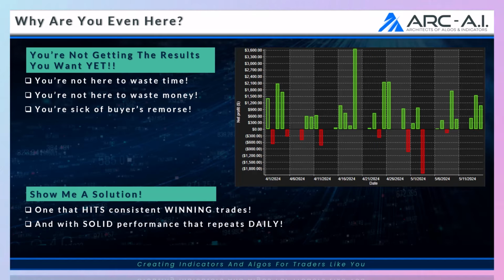Well, I assure you that's not the case, right? What we're going to do here is walk you through what we've been doing for thousands of traders like yourself in how to create consistent, solid performance that repeats on a daily basis. Because day trading is about producing a daily income, and we need to make sure that the system is repeating itself on a regular basis so you can extract the opportunity to make money on an ongoing solution.